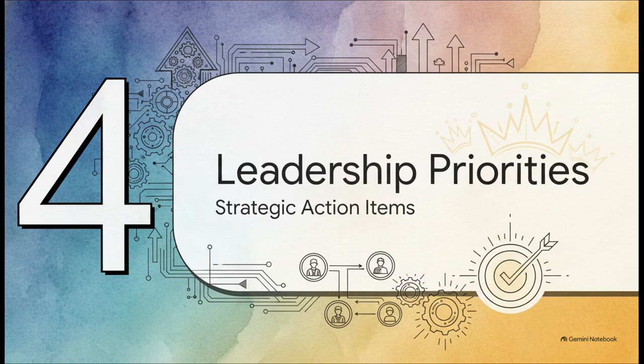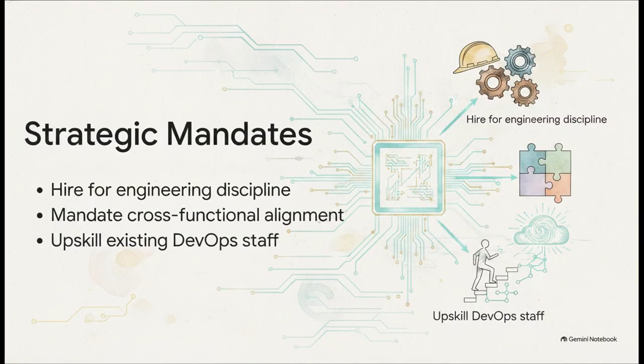Section 4. Leadership priorities. Strategic action items for management. So, knowing the roles is great, but what are the high-leverage strategic action items that IT management actually needs to execute on starting today? Well, your success is going to be dictated by how well you execute these 3 strategic mandates: hiring for engineering discipline, mandating cross-functional alignment, and upskilling your existing DevOps staff. Let's break each one of these down.